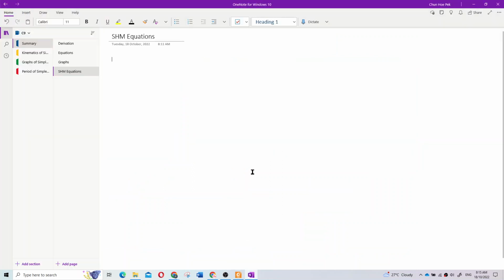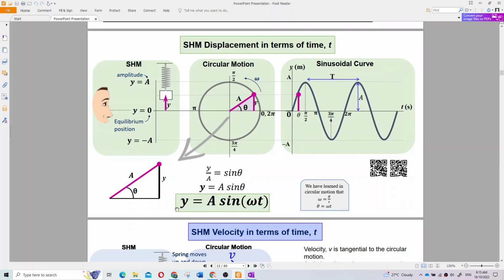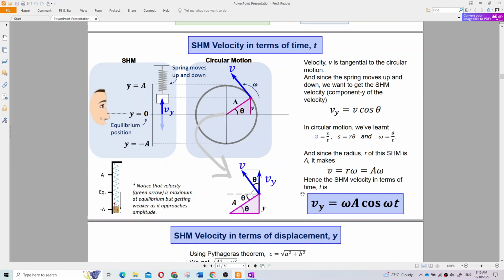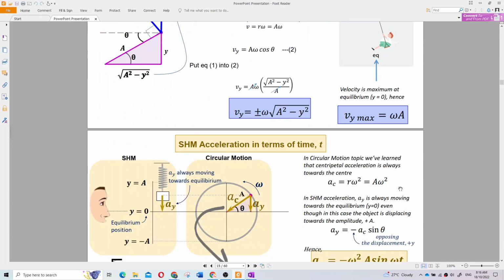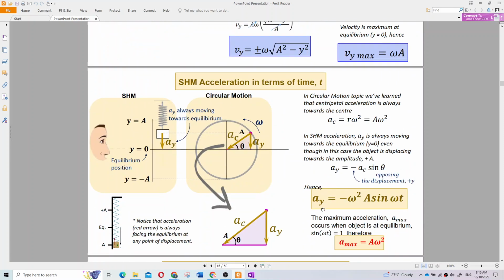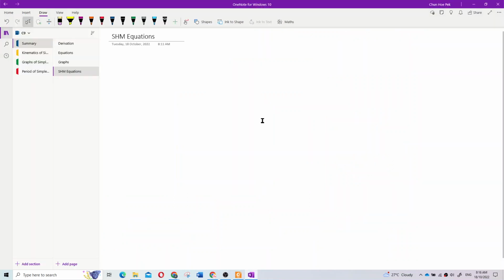So how many equations do we have already? Three equations. Do you still remember the three equations? Let me show it for you. The displacement time equation is a sine omega t, the velocity versus time equation is omega a cos omega t, and the acceleration time equation is negative omega squared a sine omega t.